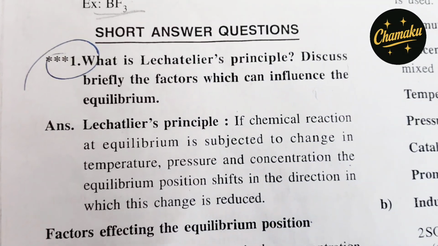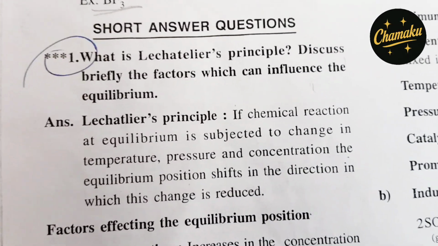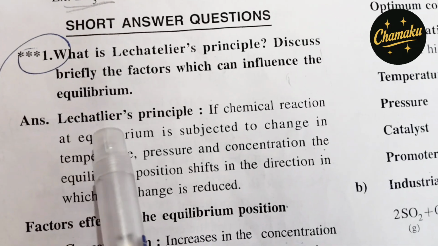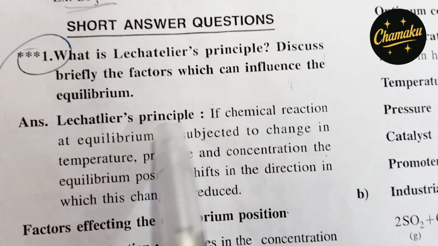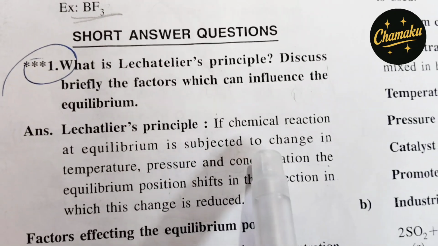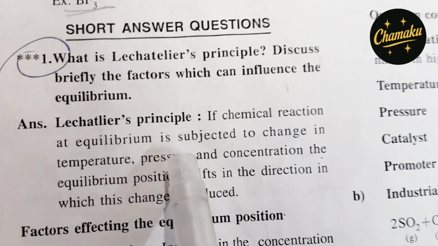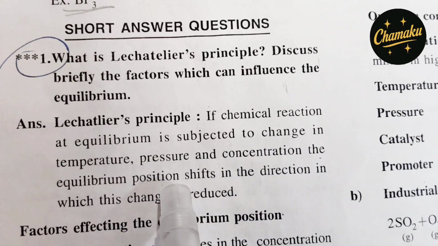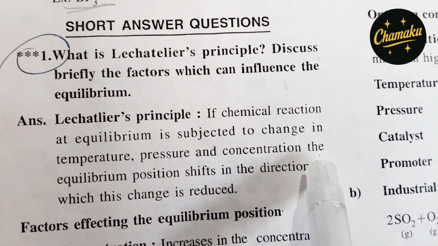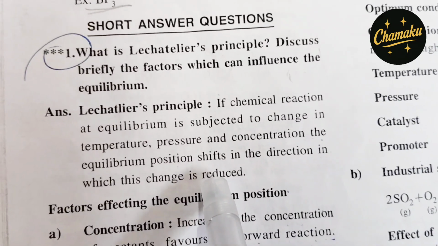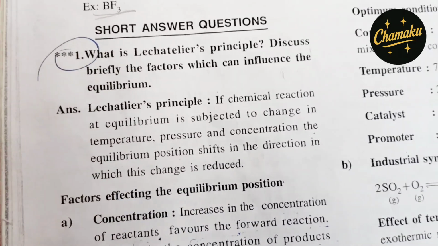What is Le-Chatelier's principle? Discuss briefly the factors which can influence the equilibrium. So first, what is Le-Chatelier's principle? If a chemical reaction at equilibrium is subjected to change in temperature, pressure and concentration, the equilibrium position shifts in the direction in which this change is reduced. So this is known as Le-Chatelier's principle.